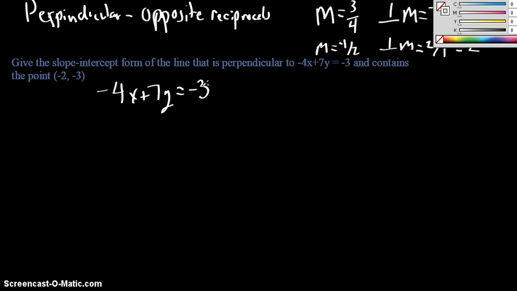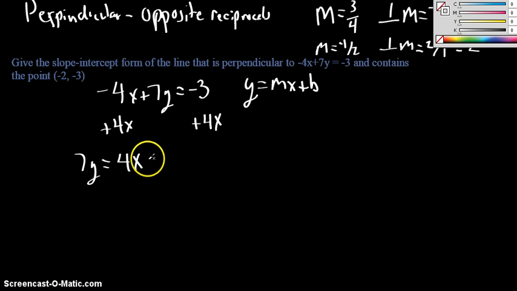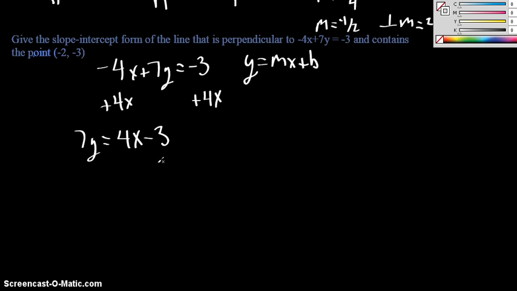To do that, we need to get this equation in the form y equals mx plus b. So we're going to solve for y. So to do that on this problem, we will add 4x to each side, so we get 7y equals 4x minus 3. So that's so far just 7y equals 4x minus 3.